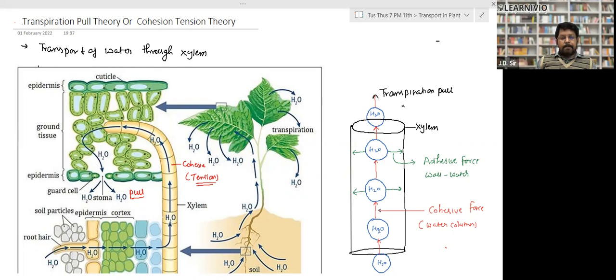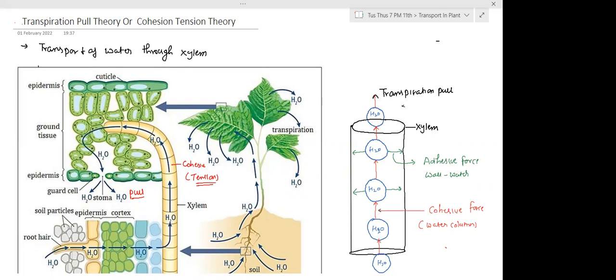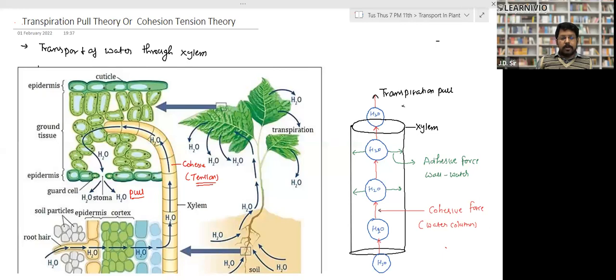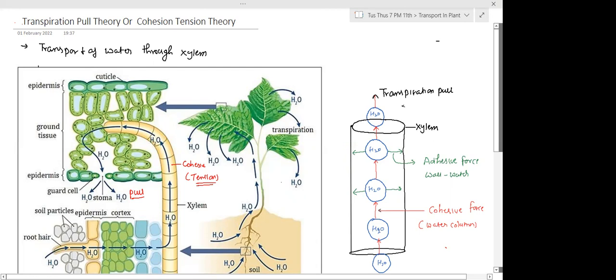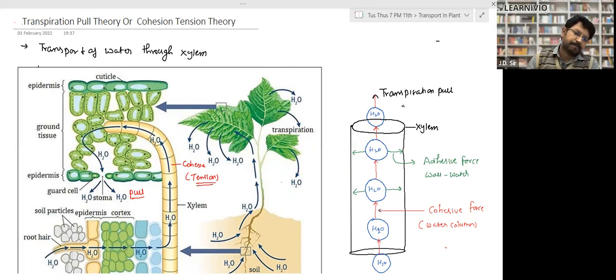Tell me, guys. Is it clear? Mohiddin, is it clear? Shoaib and Shafullah, clear? Shafullah, transpiration pull theory. Yes, sir. Okay, fine. So I think we should move to the next theory, right?